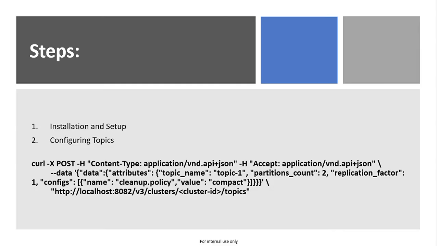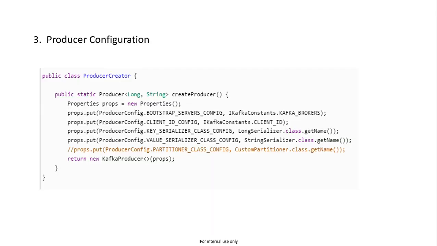Moving next, we have some steps to run Kafka. Firstly, we need installations and setup for Kafka. Then we need to configure topics using curl commands, and then we need to configure our producer and consumers.